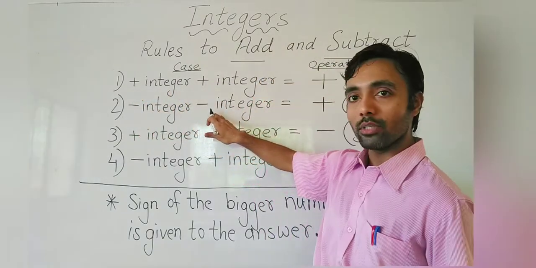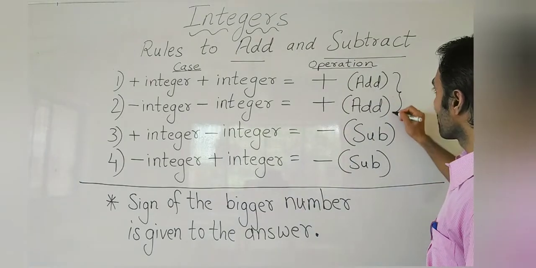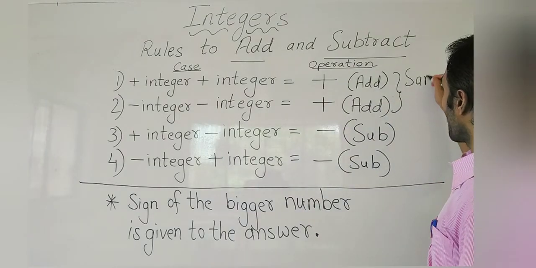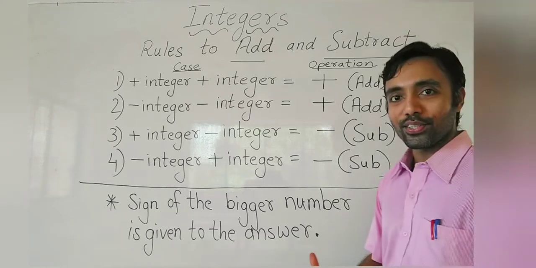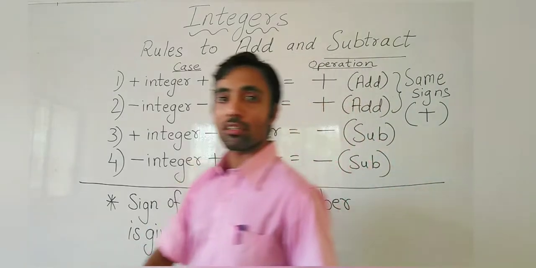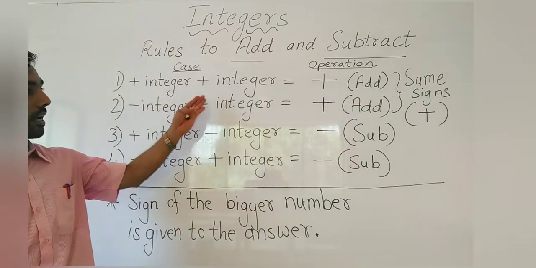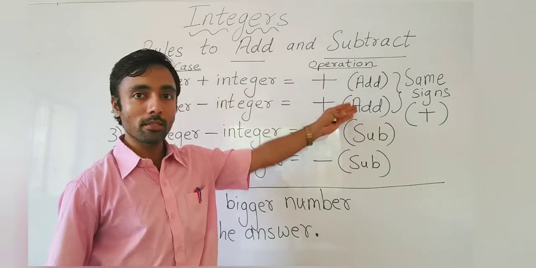So when there is a case of same signs, simply add the integers. If both the integers in the calculation have the same signs, we add, like we have done in the first two cases.